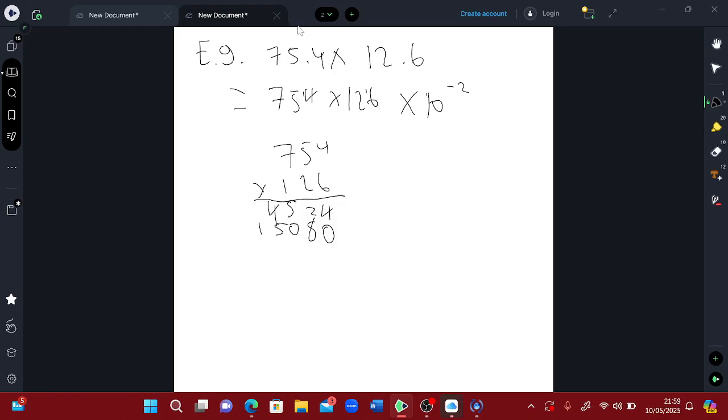And then we have 1. So now there's 2 zeros here because there's 2 numbers before it, 2 digits. So we're going to put 0, 0. And then we're going to do 1 times 4, which is 4. 1 times 5, 5. 1 times 7, 7.